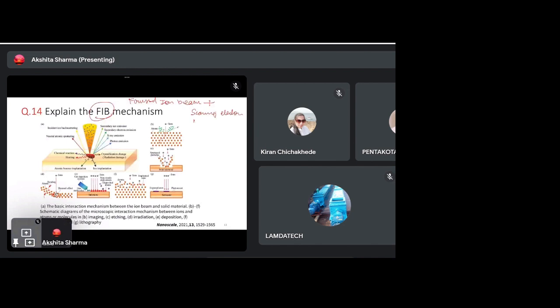Why is it used? Here we see in the A part, this is a substrate which I was talking about. This is a tip. There is an ion beam falling onto the solid material, and we get various backscattered and secondary electrons, secondary electron emission, X-ray emission, photon emission itself from this incident beam, right?